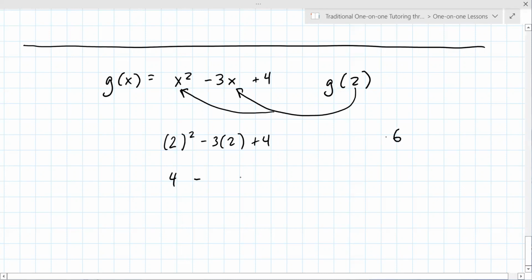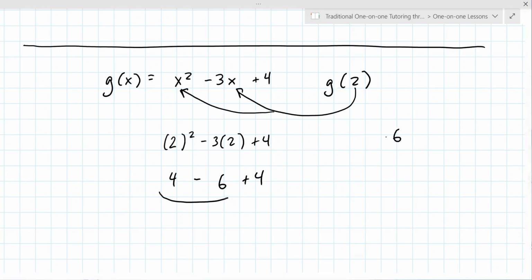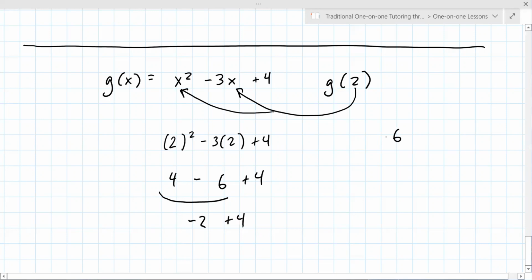So it's 4 minus 6 plus 4. What is 4 minus 6? That is -2. Okay. And -2 plus 4? Yes, because you have to bring that plus 4 down. And -2 plus 4, I know what that is. That is going to be.